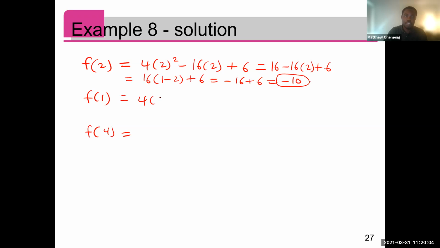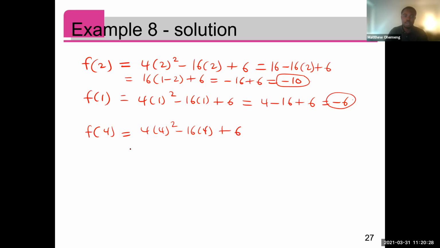And then for this one, I do 4 times 1 squared minus 16 times 1, and then plus 6. That's just going to be 4 minus 16, and then plus 6. Now, 4 plus 6 is 10, and 10 minus 16 is negative 6. So I have this also. And then the next one is 4 times 4 squared minus 16 times 4 plus 6. So now for this one, 4 squared is 16, so I have 4 times 16, which is the same as 16 times 4. So that'll be 0. So that's just 6.